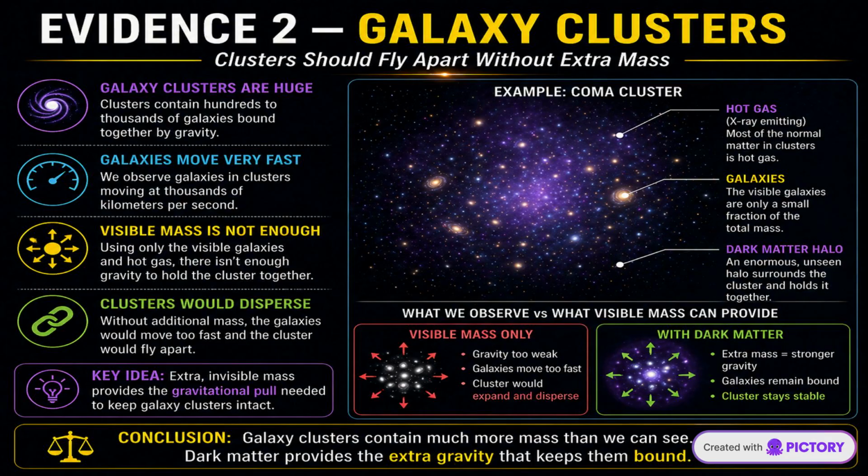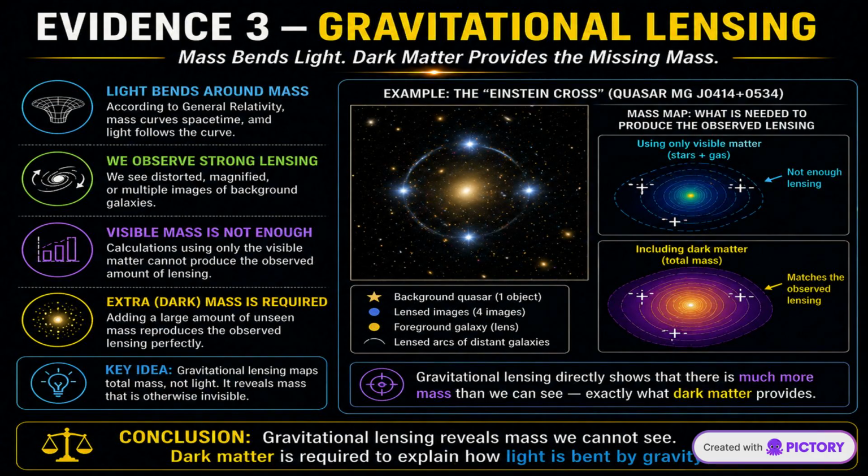Galaxy clusters should fly apart without extra mass. Dark matter provides the gravitational pull needed to keep them bound, offering further evidence of its existence. Gravitational lensing shows how mass bends light, revealing dark matter's presence. This effect helps us see exactly where dark matter is, as it distorts and magnifies distant galaxies.